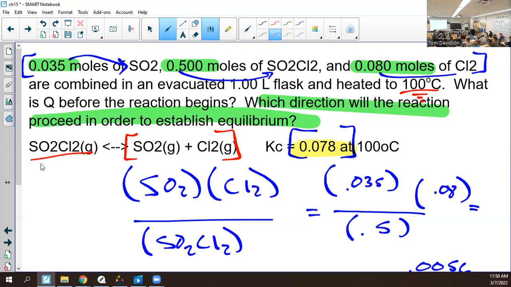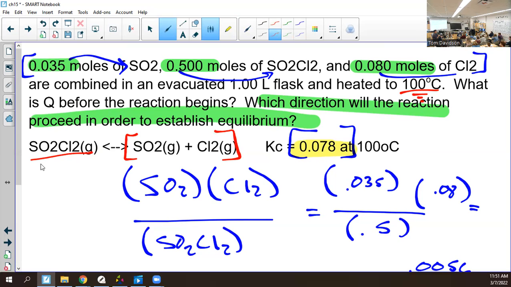Okay, good. So when it's written with the arrows pointing both directions, you just say the way that they have it written. From left to right is the forward. Right to left will be the reverse. And you'll see a lot of the double arrows. It means it's a reversible reaction. It can go both directions.